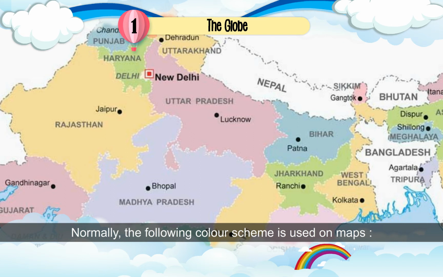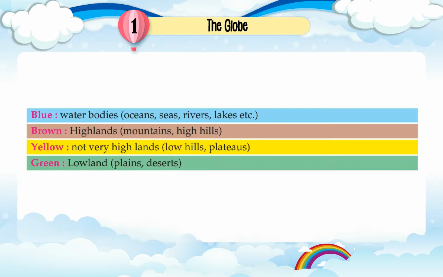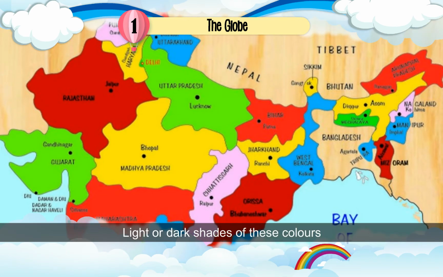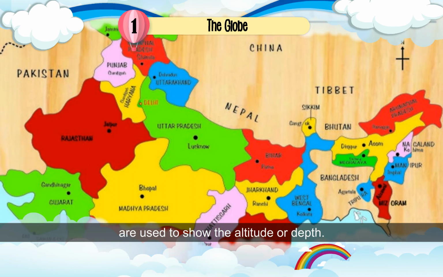Colors. Normally, the following color scheme is used on maps. Blue, water bodies, oceans, seas, rivers, lakes, etc. Brown, highlands, mountains, high hills. Yellow, not very high lands, low hills, plateaus. Green, lowland, plains, deserts. Light or dark shades of these colors are used to show the altitude or depth.